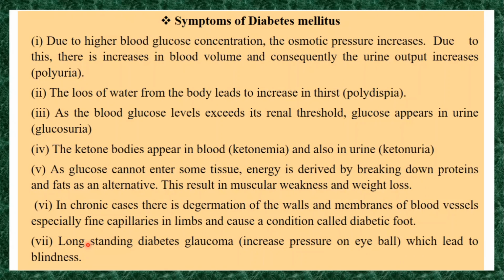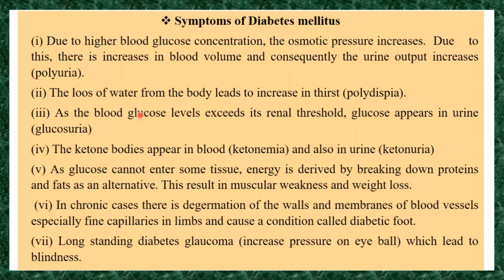The last symptom is that long standing diabetes causes glaucoma, that is an increase in pressure on the eyeball which leads to blindness. So in long standing diabetes there is an increase in pressure on the eyeball which leads to blindness. So these are the different symptoms of diabetes mellitus.